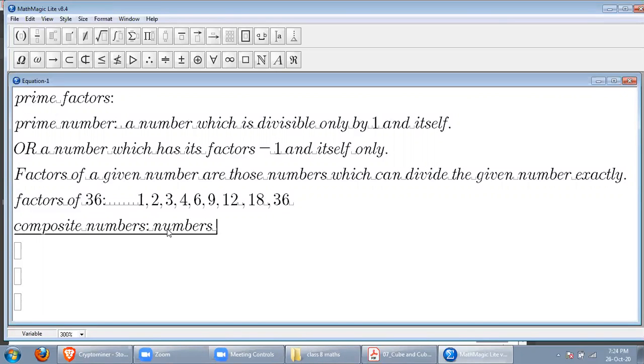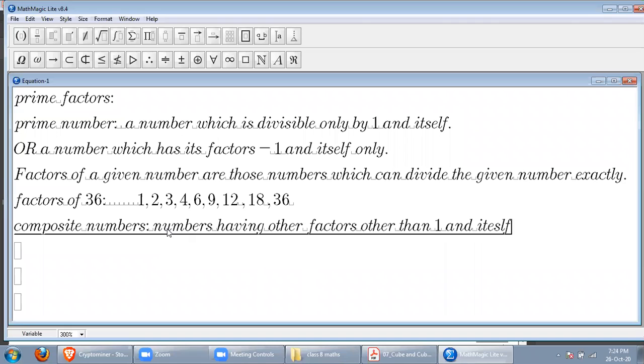Numbers having other factors other than one and itself. These are composite numbers. Composite numbers are numbers having other factors other than one and itself.